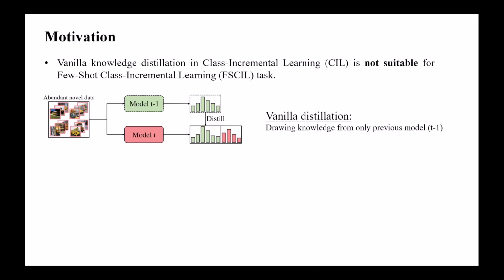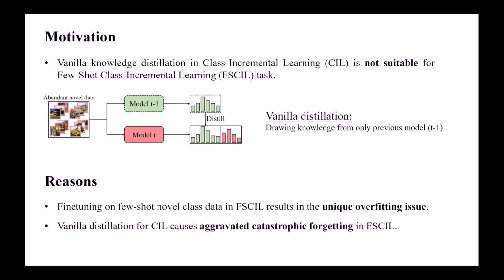The motivations of this paper are discussed on this page. We find that the vanilla knowledge distillation method is not suitable for the current task. It is because while knowledge distillation is a prevailing regularization technique in traditional class incremental learning tasks, it fails to consider the overfitting risk of novel classes in few-shot settings. In addition, the scarcity of training samples also aggravates the catastrophic forgetting problem.